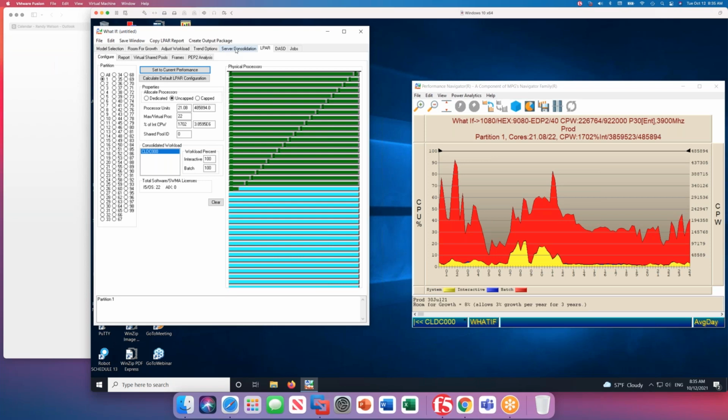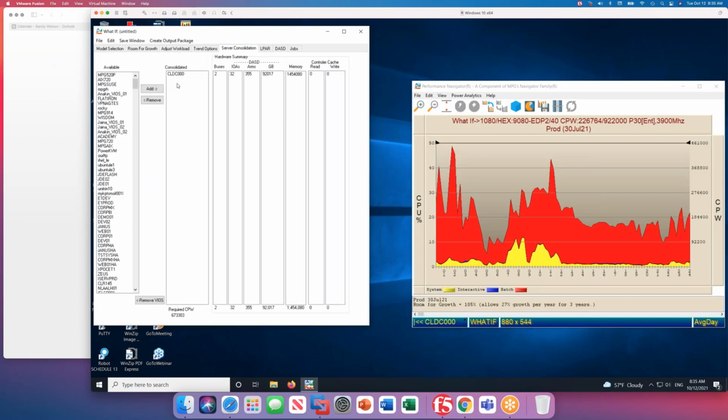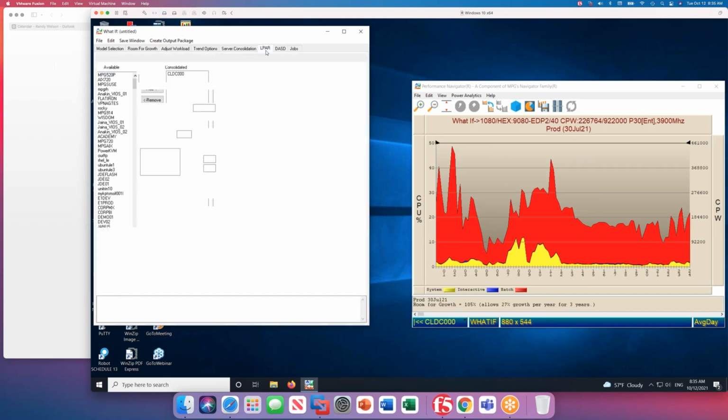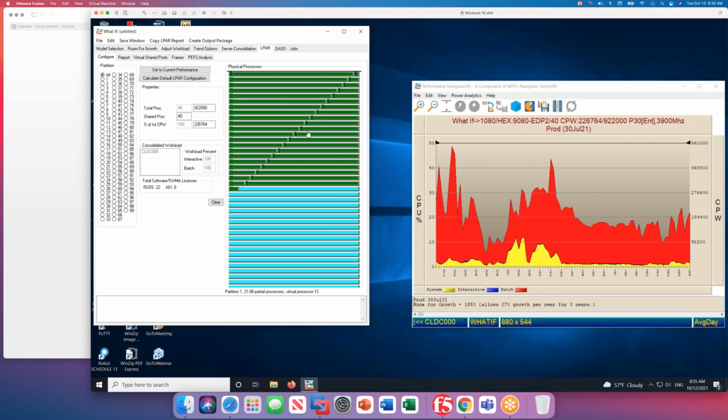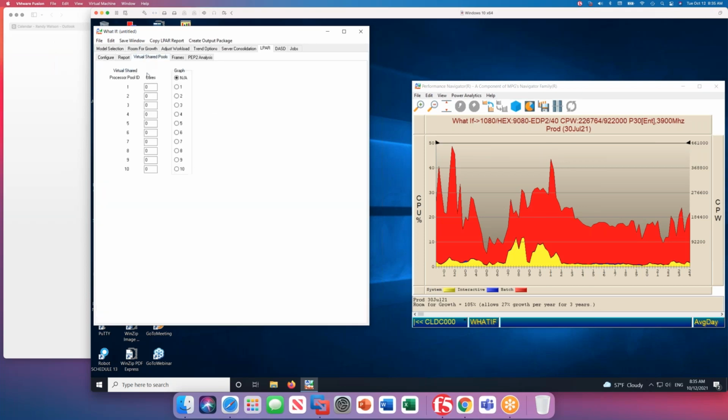Now, you can imagine on this server consolidation, what if you had 5 or 6 or 7, 8, and they're all mixed operating systems? The picture is going to be the same. We do all the CPW, RPerf, QPI, all that benchmark math. And of course, if you needed to create a virtual shared pool, this is where you do this.